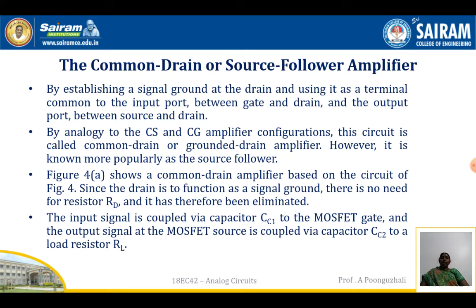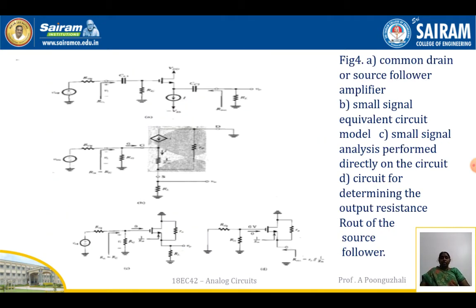So here your figure 4a shows the common drain amplifier, and since the drain is going to function as a signal ground, we are not going to use any drain resistance RD, like how in the previous circuits we have used the drain resistance RD. We will not be using RD in this circuit, and it has been eliminated. Now as usual for an amplifier, the input signal should be free from DC voltages. So for that we are going to use a coupling capacitor CC1 to the MOSFET gate, and the MOSFET source is going to be coupled to the output using a coupling capacitor CC2 to the load resistance RL. So this is your basic block diagram.